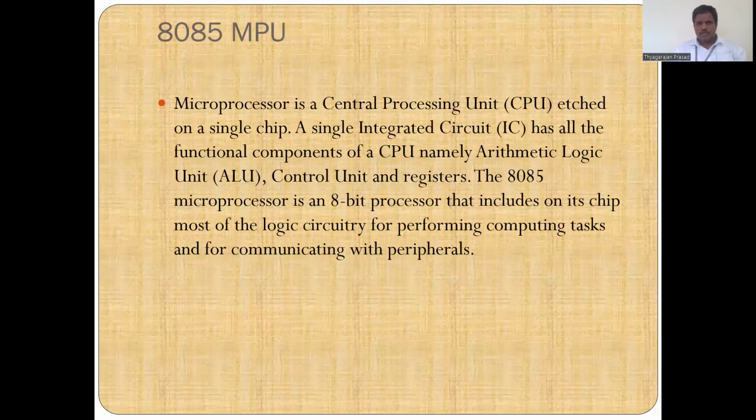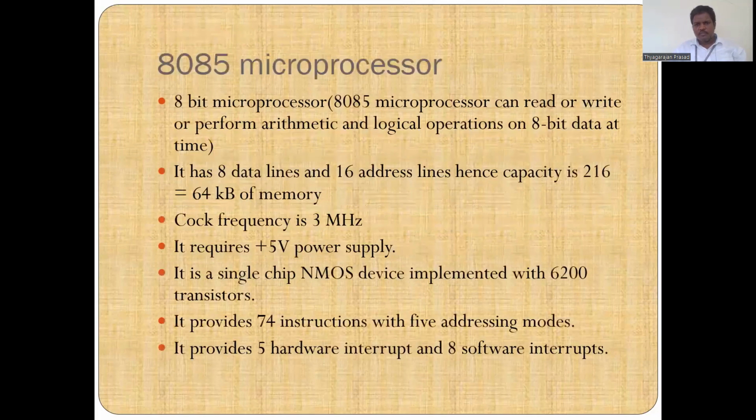The microprocessor. The microprocessor is a general processing unit on a single chip integrated circuit that has all the functional components of the CPU, namely the arithmetic logic unit, control unit, and registers. The 8085 microprocessor is an 8-bit processor that includes on its chip most of the logic circuits for performing the computing task and communicating with peripherals.